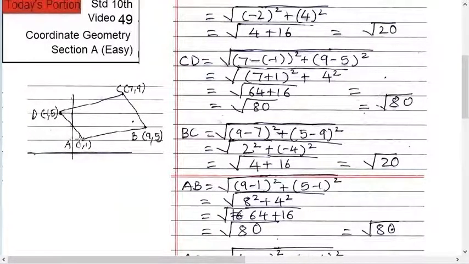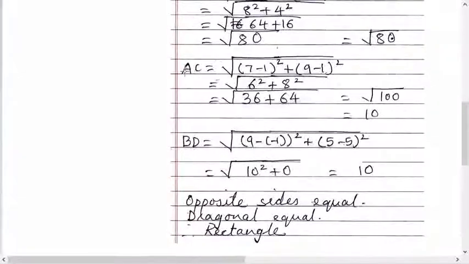How can somebody say something is a rectangle? We have studied this in our earlier standards. Suppose if the diagonals are equal, then it's a rectangle. So we have to find AC and BD. So try it. AC is what?